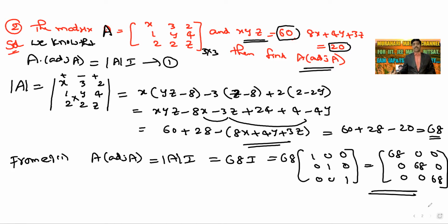Okay, now I am going to explain question number 3. This is a very, very important formula: A into adjoint A is equal to determinant A into I. In this determinant A, we should write the xyz value given as 60, and the 8x plus 4y plus 3z value, also given as 20. So the determinant A value we have got is 68. So 68 into I. This is the answer.